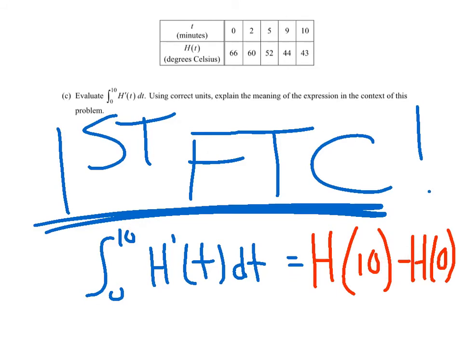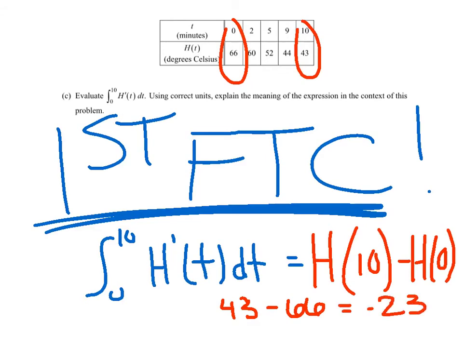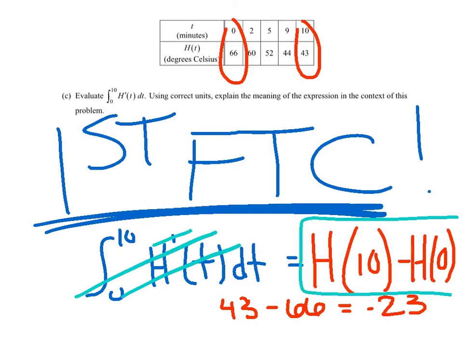And like I said, we'll just quickly grab these values from the table. H of 10 looks like 43. And h of 0 looks like 66. So if I do my math there, I should get negative 23. Now I need to describe what that means in the context of the problem. And again, I'm kind of ignoring this, and I'm talking about what I just found.